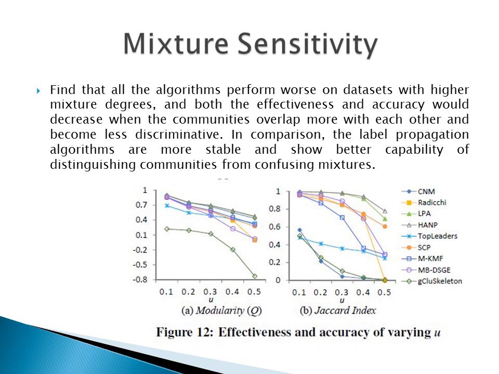The next metric is mixture sensitivity. In Figure 12, you can see the authors compare effectiveness and accuracy. So in Figure 12, we find that all the algorithms perform worse on datasets with higher mixture degrees, and both the effectiveness and accuracy would decrease when the communities overlap more with each other and become less discriminative. In comparison, the label propagation algorithms are more stable and show better capability of distinguishing communities from confusing mixtures.